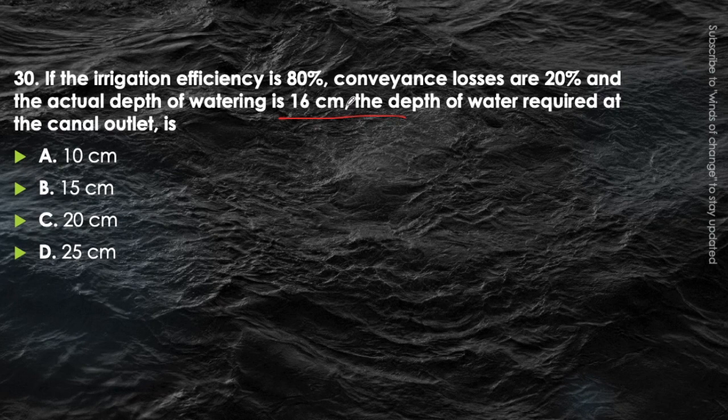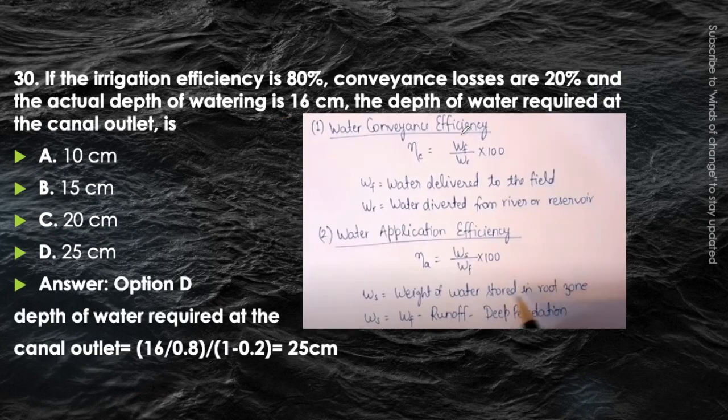Now at the canal outlet, since two losses have been provided, first of all, irrigation efficiency is 80%. So we divide by 0.8 to obtain the value of the irrigation water required. And this conveyance loss is 20%, so we have to incorporate this 20% also. So we will again divide by 0.8 to obtain the water required at the canal outlet. This will be 16 divided by 0.8, and again divided by 1 minus 0.2, that is 0.8. The answer comes out to be 25 centimeter, that is option D.